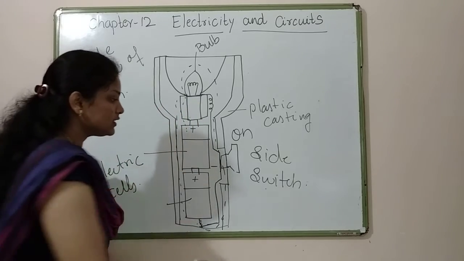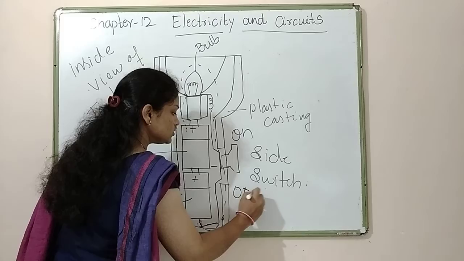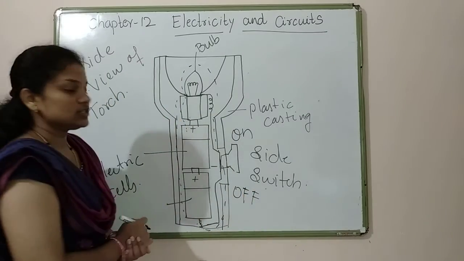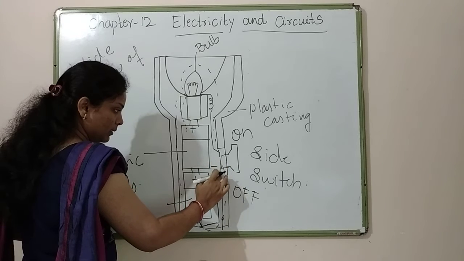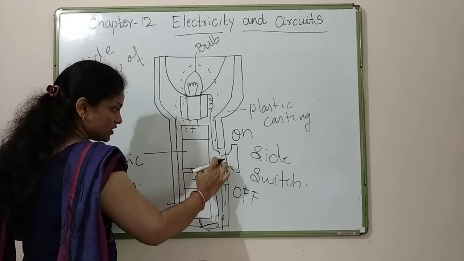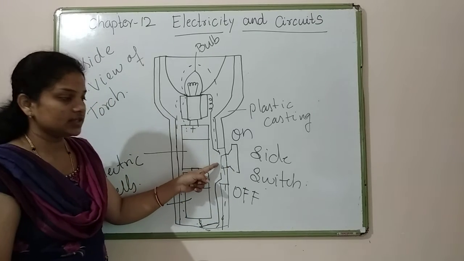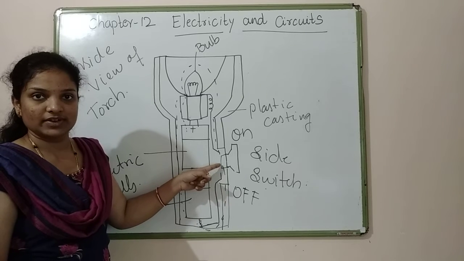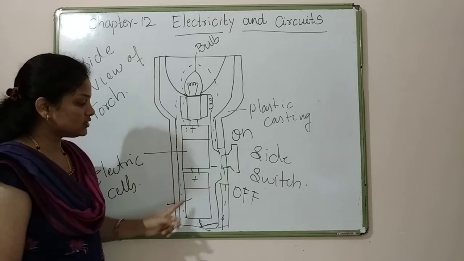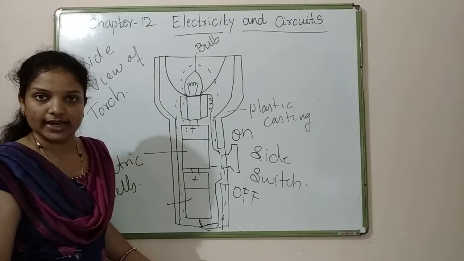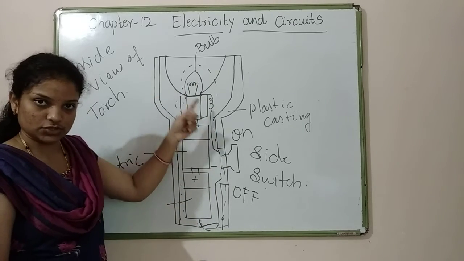Whenever you switch it off, the connection is broken. Whenever there is a break in the flow, a break in the circuit, will the bulb glow? No. Why? Because it breaks the flow of current from positive to negative.